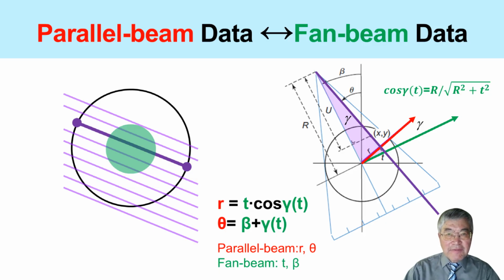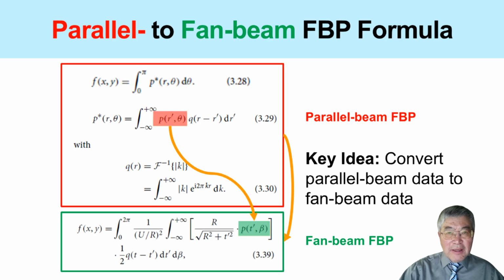This equivalence is very useful. It allows us to start from the parallel beam reconstruction formula, which we already understand, and then derive the corresponding fan beam reconstruction formula. Once we know how to convert between the parallel beam variables and the fan beam variables, we can derive the fan beam filtered back projection formula directly from the parallel beam formula. The red box shows the standard parallel beam FBP formula.